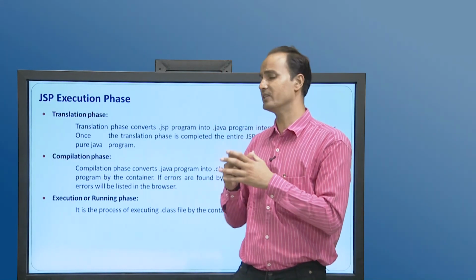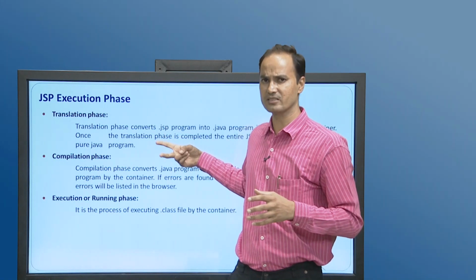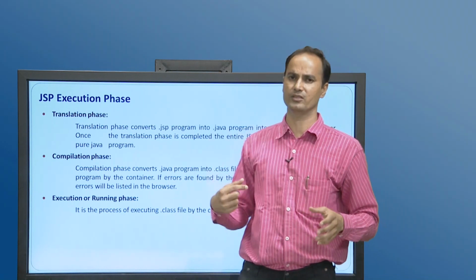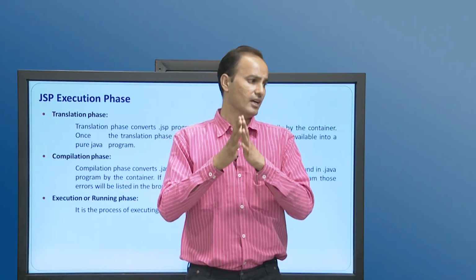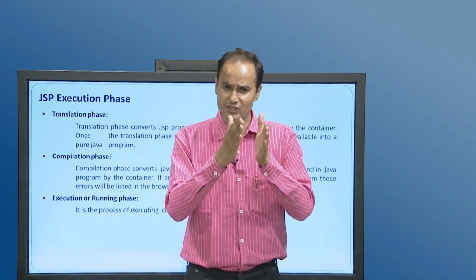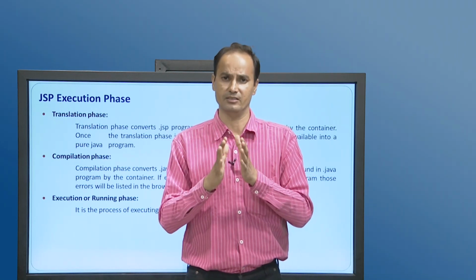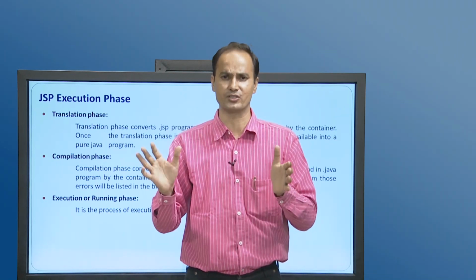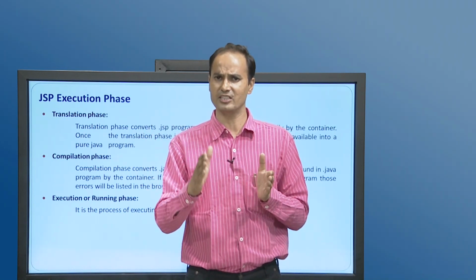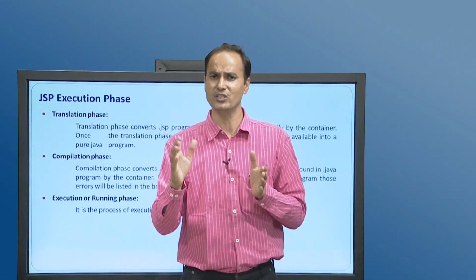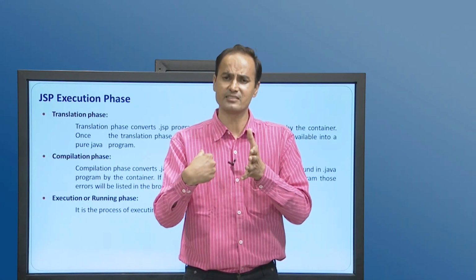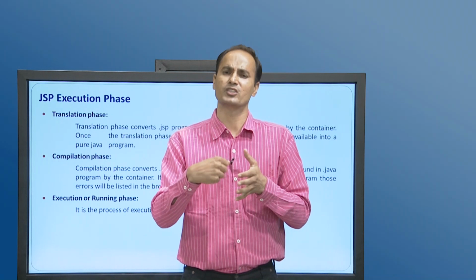Now JSP execution comes in three stages. One is the translation phase, the second is the compilation phase, and the third is the execution or running phase. Now we will discuss one by one. What is the translation phase? Translation phase starts from the initial request submission from the client. Suppose a client fires a request for this JSP page, or a JSP page fires a request to another JSP page. Then the container translates this JSP page into a servlet page.